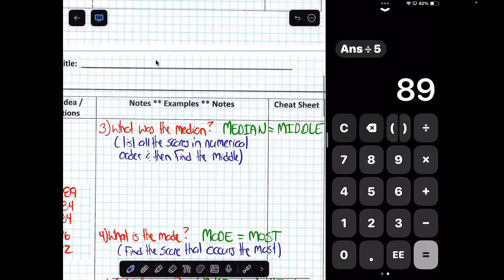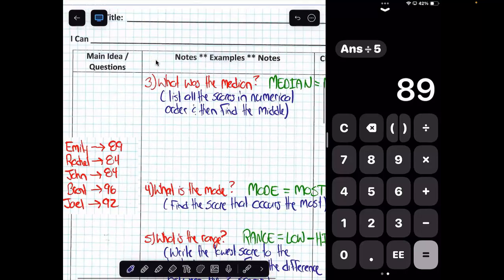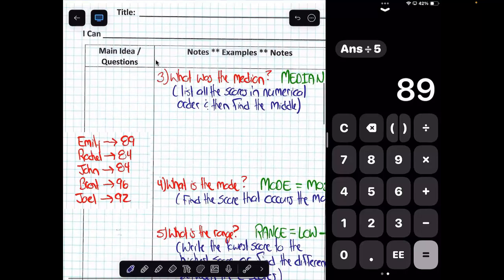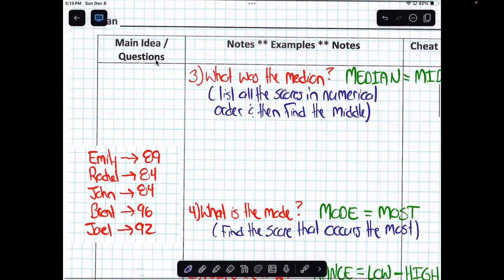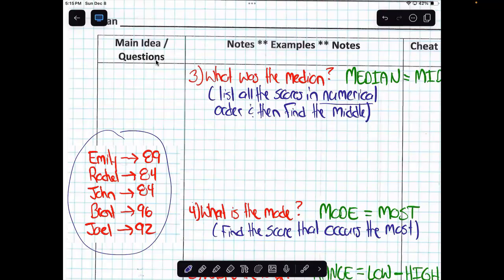Median means middle. To do this, we list all of the scores in numerical order and then find the middle. So I'm going to get rid of my calculator there. I actually have listed the scores down here again so I don't have to keep moving up and down on my screen. We're going to list the scores in numerical order. Again, that means from low to high. We've already learned that. So the lowest score on the test was produced by Rachel and John. So they had an 84, comma, they had an 84. The next lowest score was Emily, who had an 89.